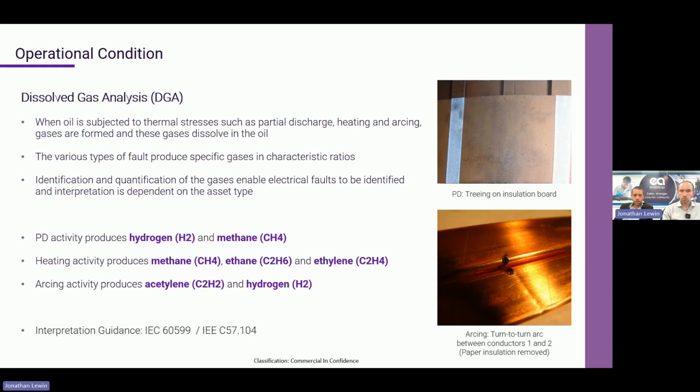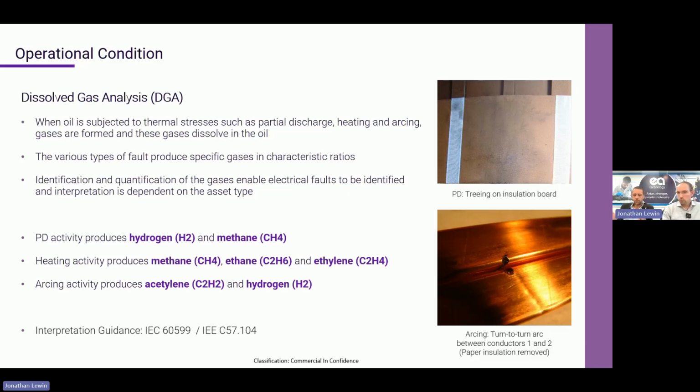So in a bit more depth now, looking at the operational condition of your asset, dissolved gas analysis. As a lab, we test for 9 gases. Of those, the fault gases are your hydrogen, methane, ethane, ethylene, and acetylene.